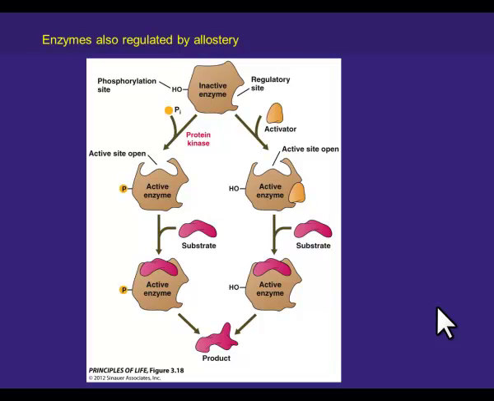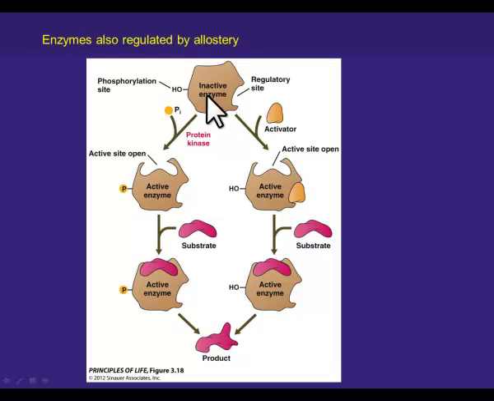Finally, enzymes can also be regulated by a process called allostery. And allostery is just the changing of the shape. In the case of allostery, the enzyme is present in the body typically in its inactive form. What can happen then is that it can be activated sometimes by the addition of a phosphate group. The proteins involved in this are called protein kinases. The addition of the phosphate group causes a change in the shape of an enzyme and opens up the active site. The enzyme then is able to catalyze the reaction and produce a product.